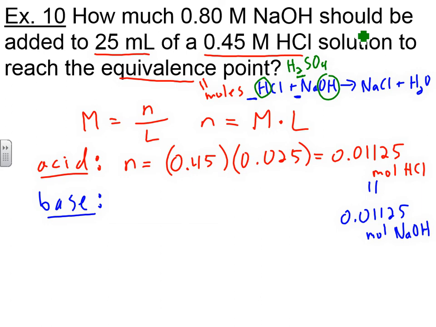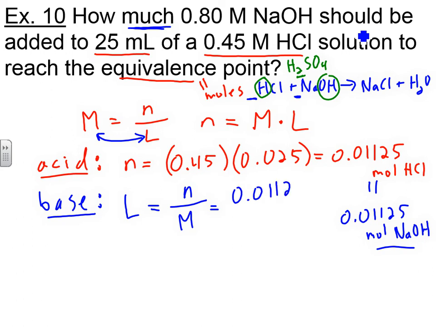Alright, so for the base now, we want to solve for how much, and how much means in terms of milliliters. So we're actually going to solve for liters. If you rearrange this equation, we're just swapping these two. Liters is moles over molarity. In this case, our moles was determined to be the same as the moles of acid, 0.01125, divided by molarity, which is 0.80, and let's go ahead and divide those numbers.